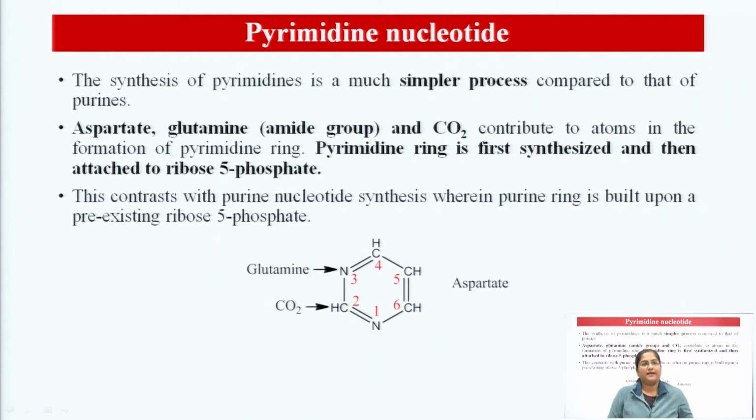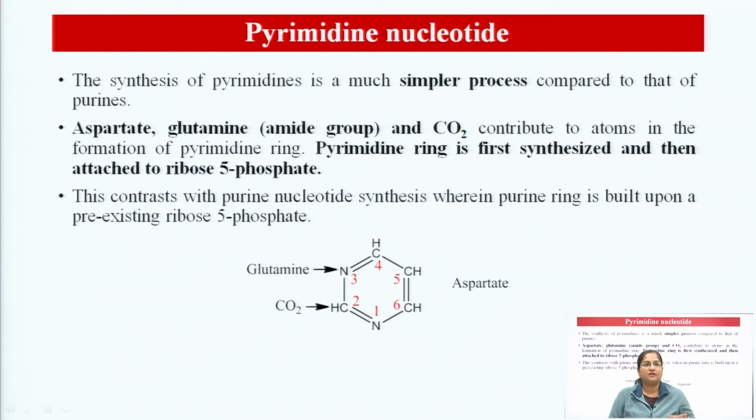Now, let us see how the synthesis starts. First of all, it is a much simpler process than our purine nucleotide synthesis, because there is only incorporation of 2 amino acids, aspartate and glutamine, and 1 carbon dioxide. The whole thing contributes 1 pyrimidine nucleus. That is, the pyrimidine nucleus is first synthesized and then attached to ribose 5-phosphate.